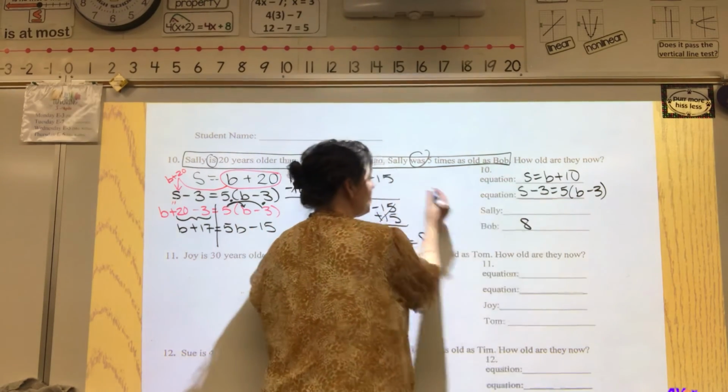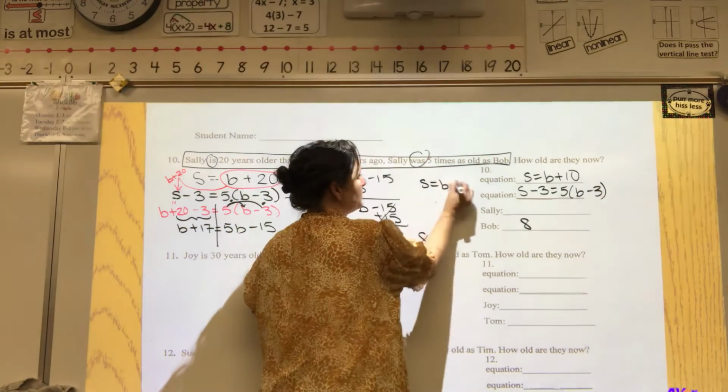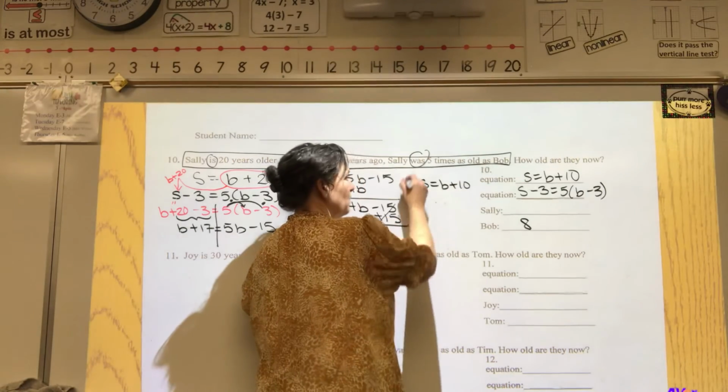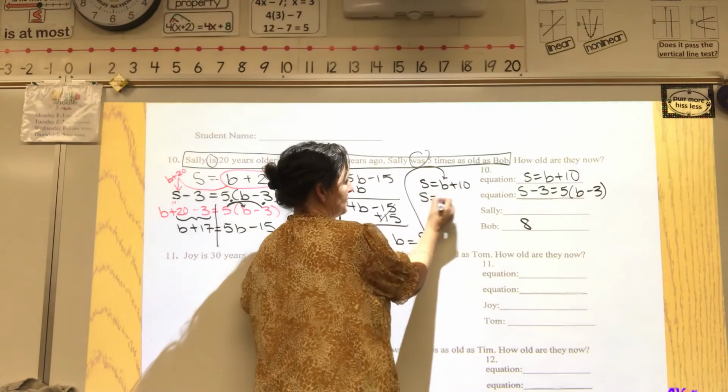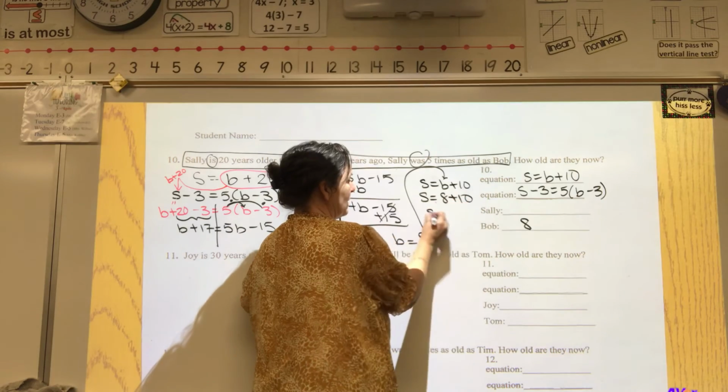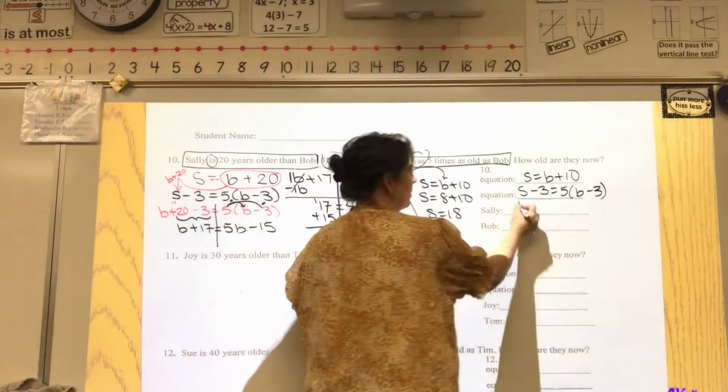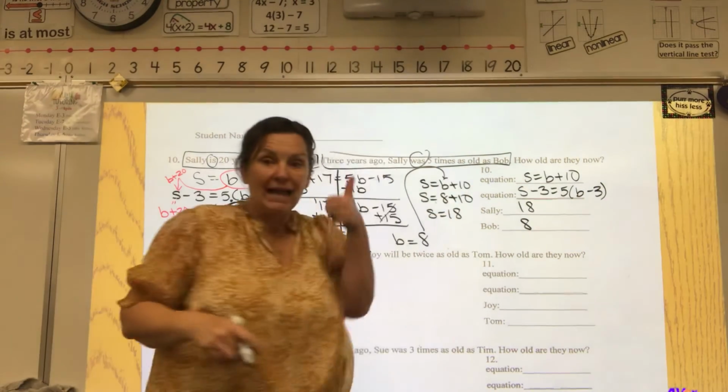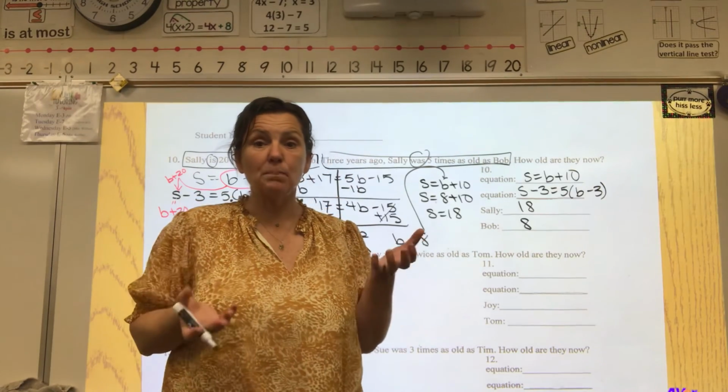So I'm going to write down that equation, put in what I know about Mr. Bob, and I know that Sally is an 18-year-old beautiful young lady. Perfect.